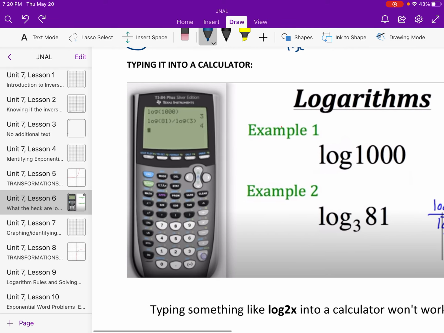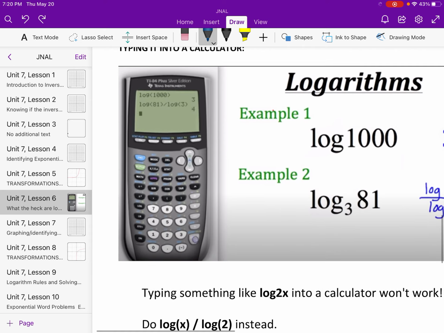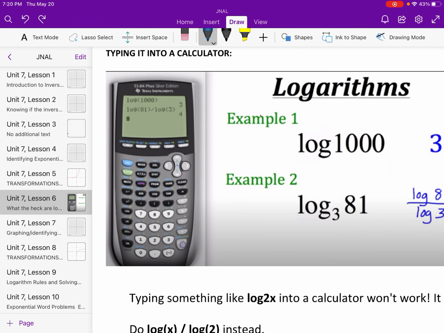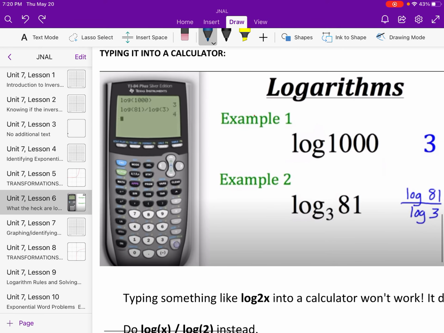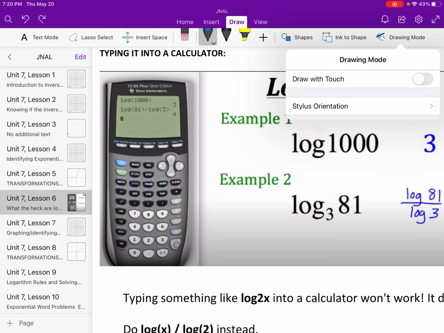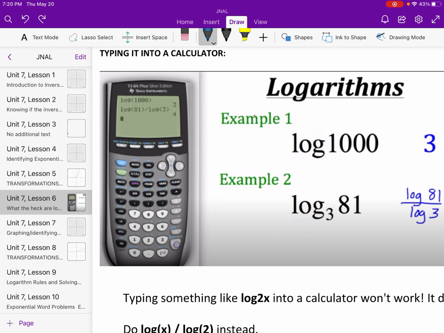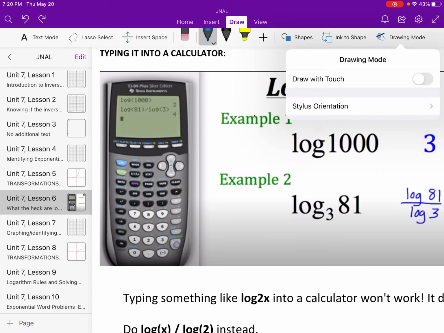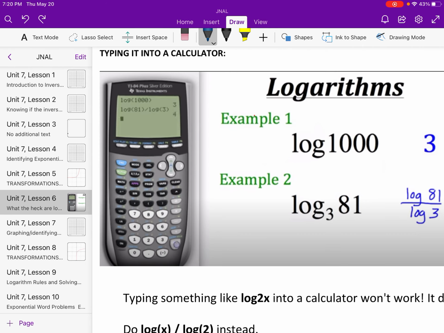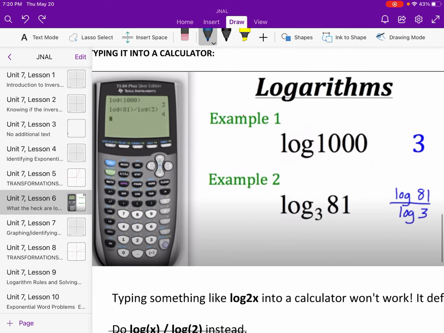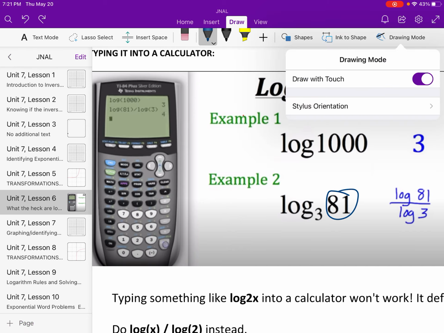This image is from a video, sorry I forgot the channel name, so I don't own this image, but it explains how to do it. If you're just having something like log of 1000, then you can type that in. But if you have a base, what you have to do is take log of the number that's not a base, divided by log of the number that is the base. And I have a formal equation for that.